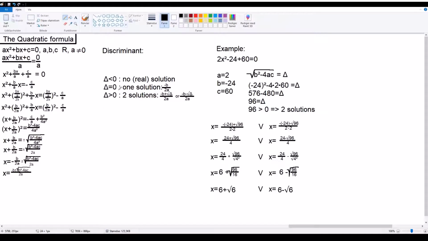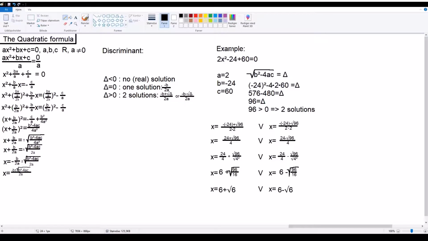And if the discriminant is over 0, it means there's two solutions, which is either negative b plus the square root of the discriminant divided by 2a, or it's negative b minus the square root of the discriminant divided by 2a. So lastly, here's an example of how you would use the quadratic formula.